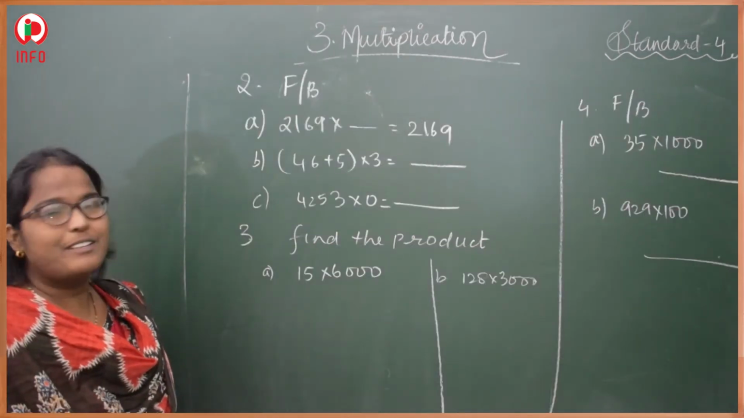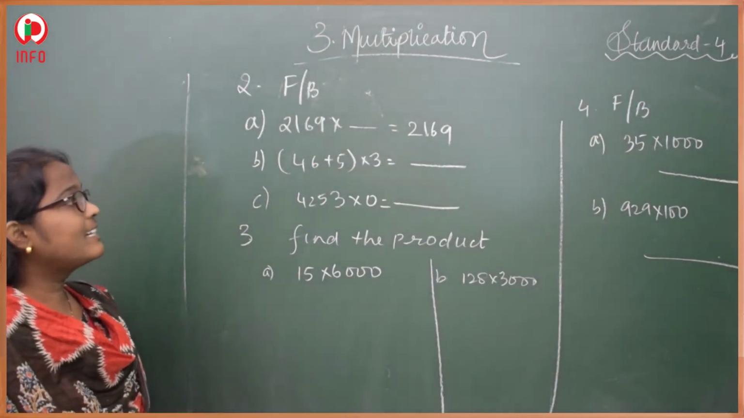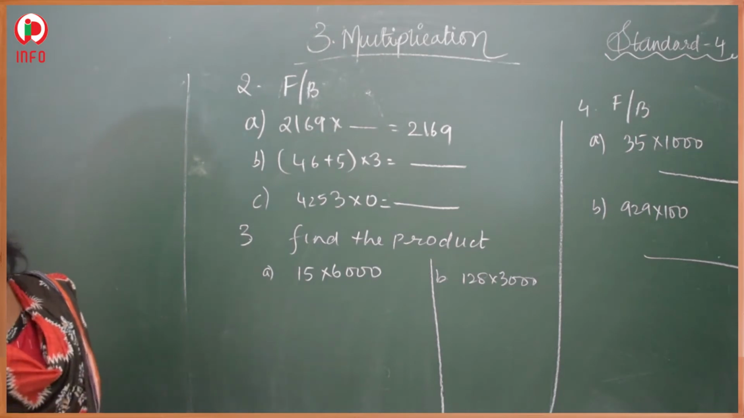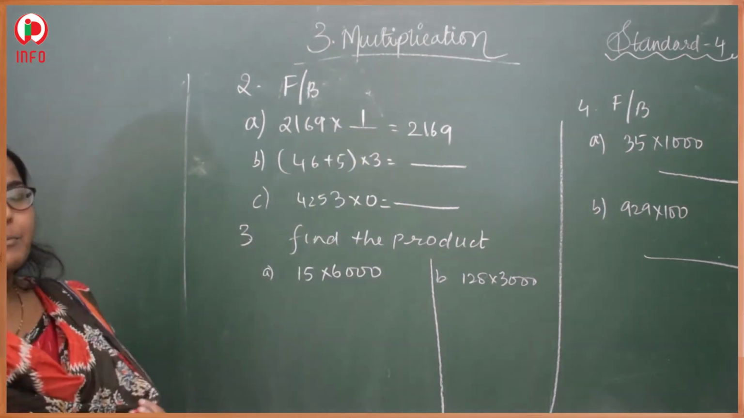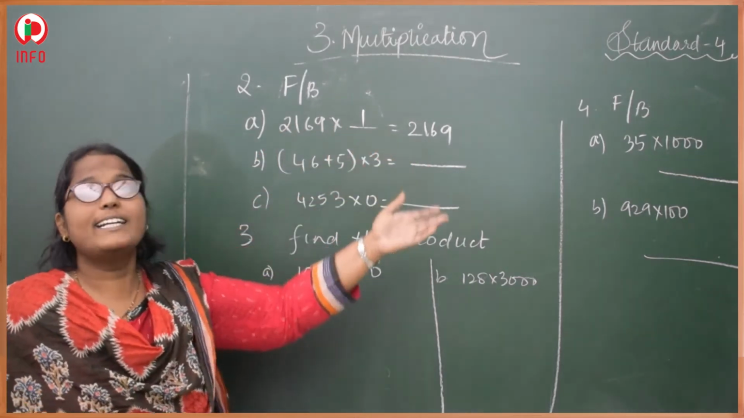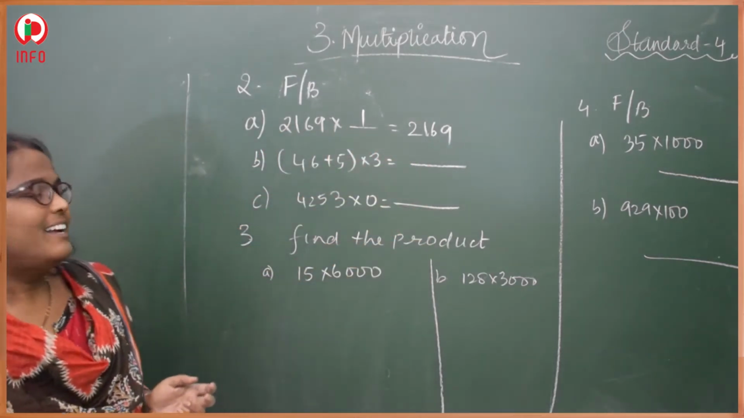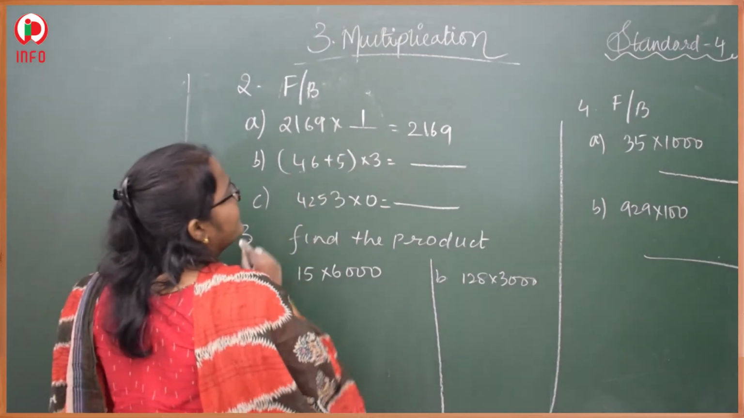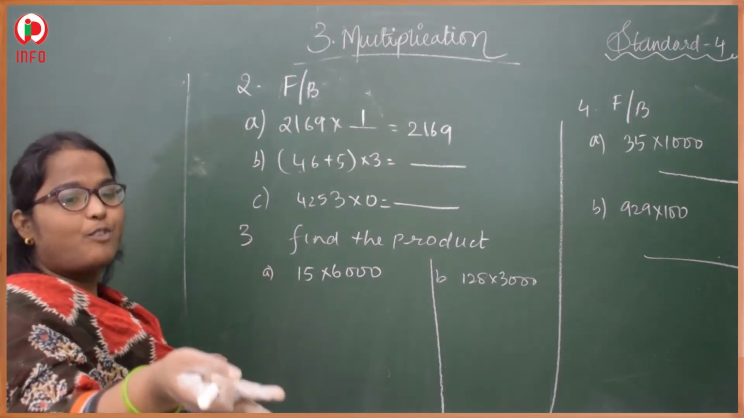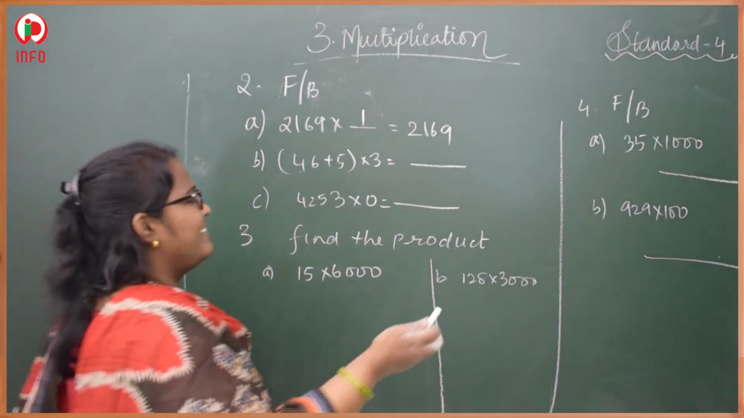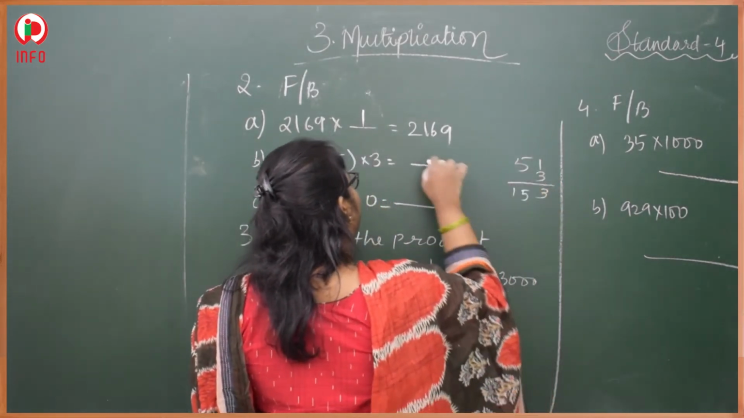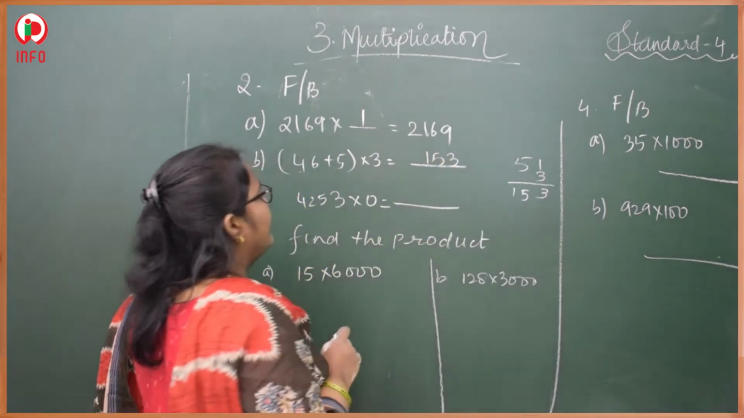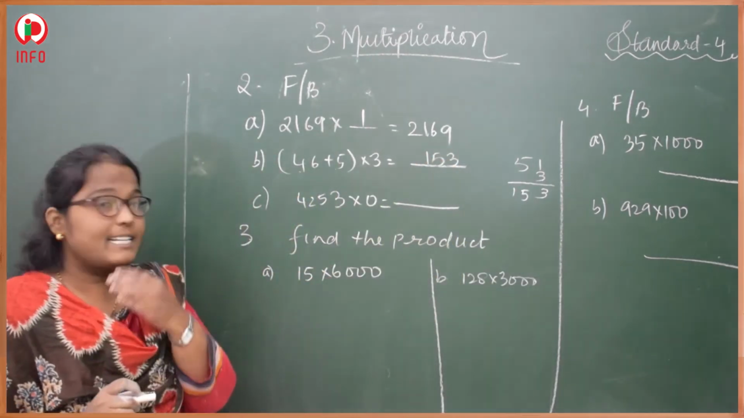We are having fill in the blanks. 2169 into dash is equal to 2169. What, children? 1. Yes, because if you multiply with a 1 only, you will get the same answer. Next, 46 plus 5, 47, 48, 49, 50, 51. So I'll multiply here. 51 3s are 153. So if I multiply with a 0, how much will I get, ma'am?